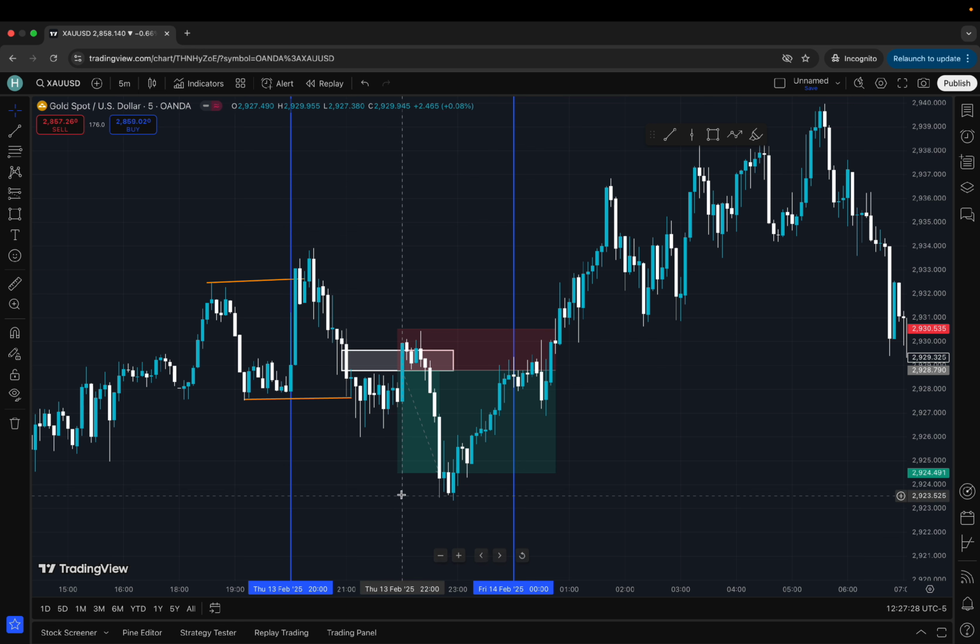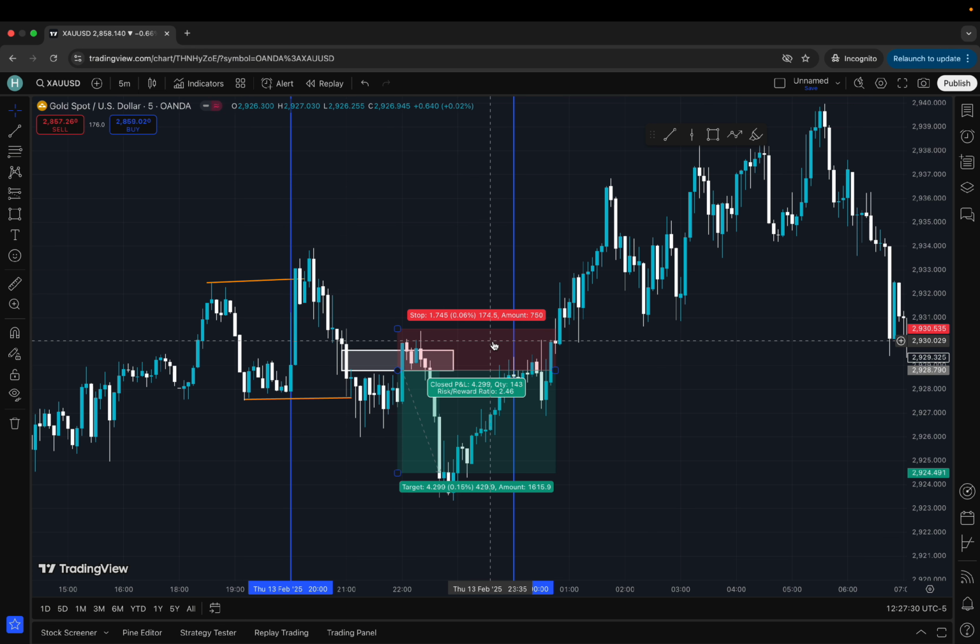But this is a quick and easy gold trading strategy. If you're struggling to find a strategy that's quick, that's within your time frame, this is the strategy to go for. And let's see how long this trade actually took. If we calculate from here, 22:20 to the TP right here, 22:40, it was about 20 minutes of trading to hit a 1 to 2 risk to reward.